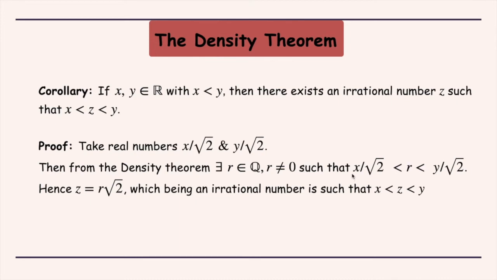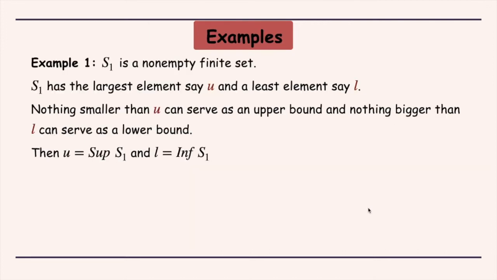So now if I multiply this inequality by root 2 throughout, I can say that there is this number r root 2, which I denote by z, and that becomes an irrational number, as we can see here, because r is rational, and when we multiply it with root 2 it gives us an irrational number. And this z which we have found here is such that z lies between x and y. So that establishes the corollary to the density theorem. So having proved that, now we'll move on to the examples.